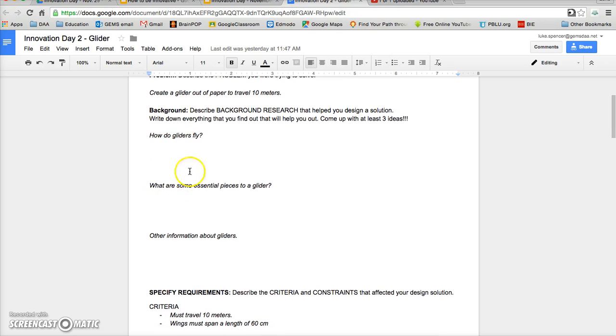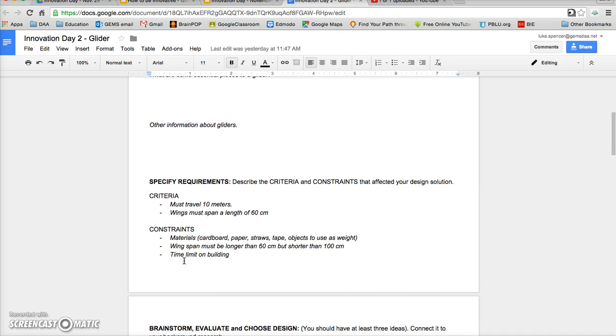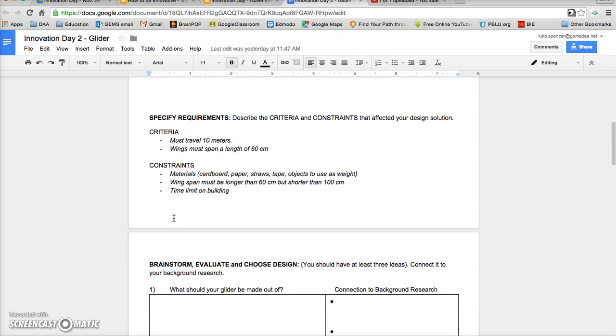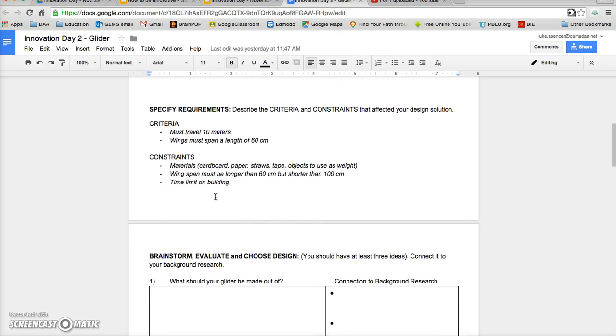So make sure you're answering these questions, and you can actually go a little bit deeper too. You don't have to just stick to these questions. Once you figure out how gliders work, it's important for you to look at what the requirements of the challenge are. You have some things that it must do and some things that you can't do, which are some of your constraints. So make sure that you're keeping those in context.